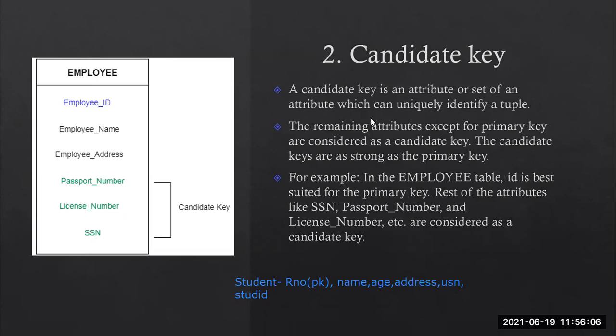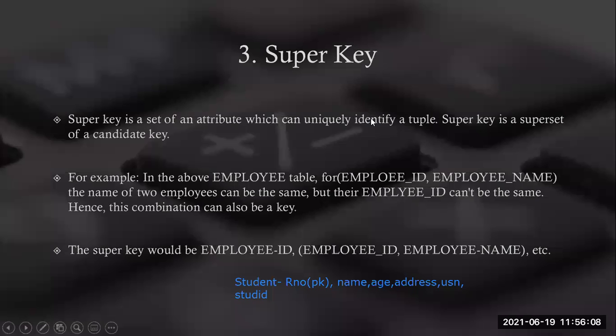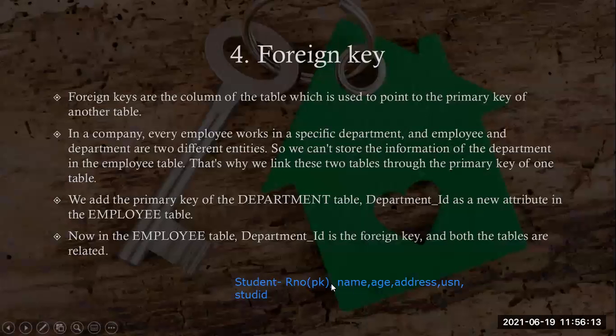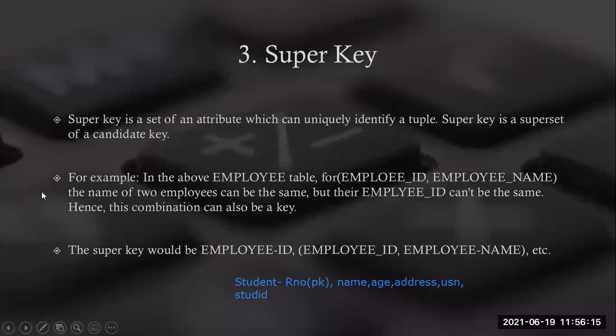Then the next one, super key. Super key again is a set of attributes which can uniquely identify a table. Super key is a subset or superset of a candidate key here. Now I'll go back again.